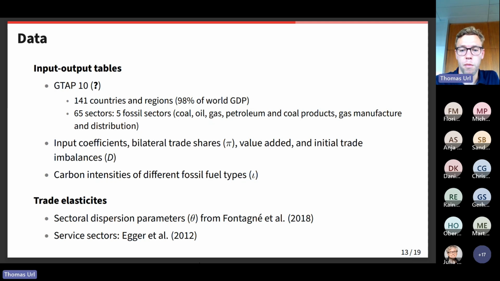They come from the literature, from a recent paper of Fontagné and co-authors. And for the service sectors, as a few of you have probably already experienced on your own, it's very hard, almost impossible, to estimate them. But there are some guesses, and we take them from the literature, from Ekerd and co-authors.